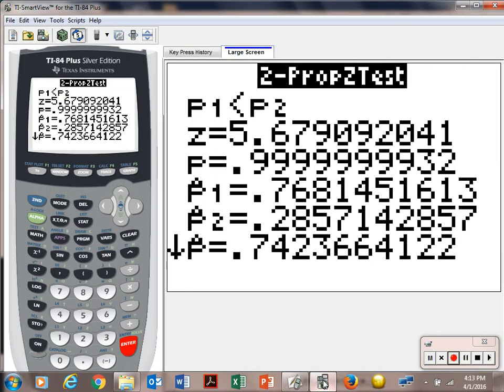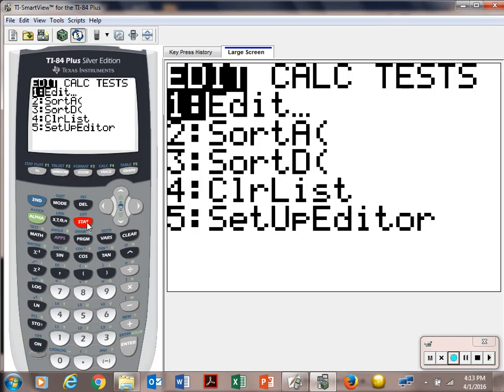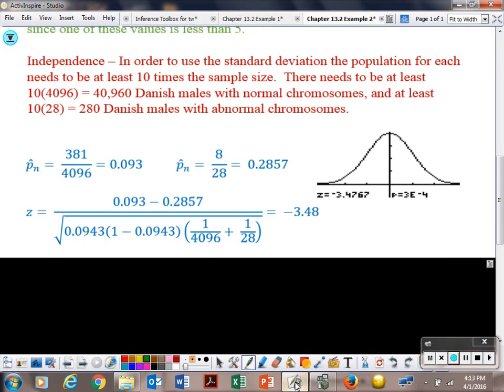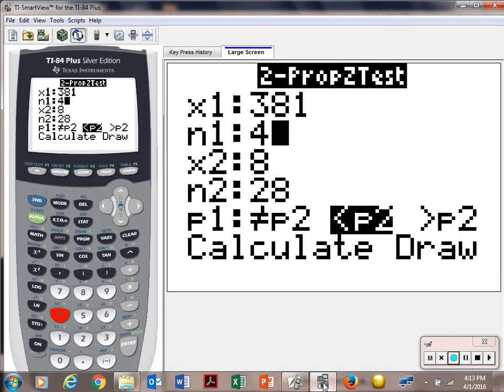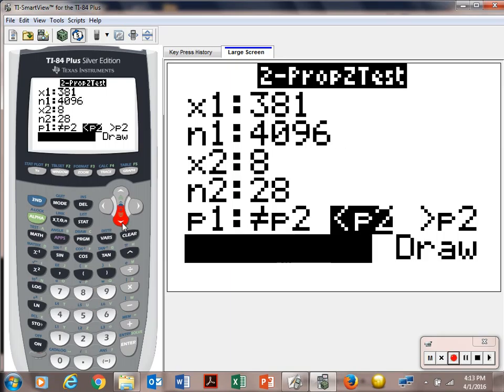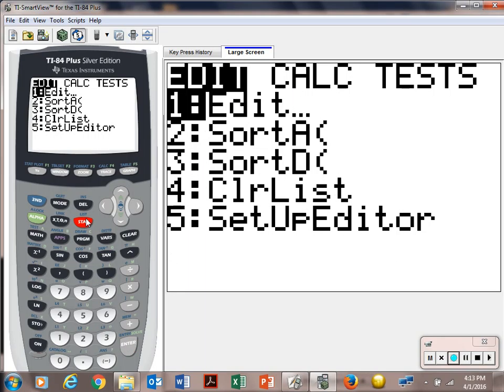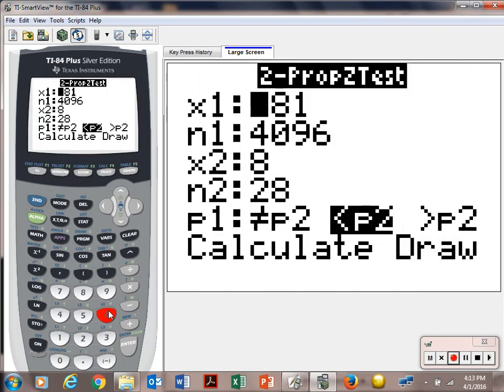Okay, I think I messed up. Hold on. Aha. Okay, let me double check that again. Sorry, ladies and gentlemen. 4,096. I forgot the 0. I knew that was a little bit off. My apologies. Okay, let's go back and double check that again. 381, 4,096, 8, 28. Calculate.